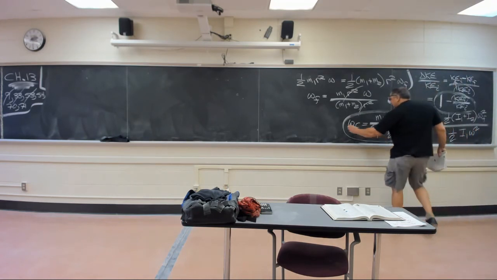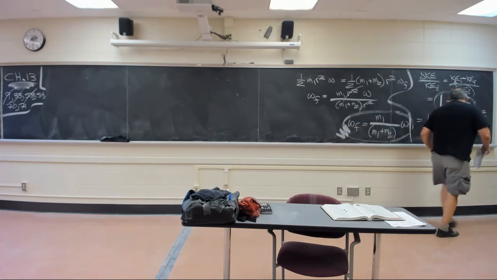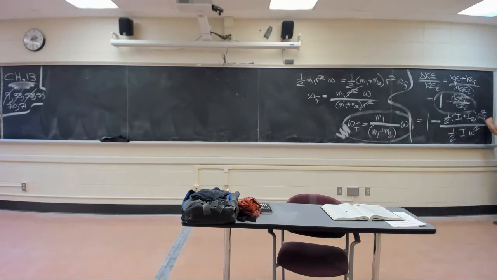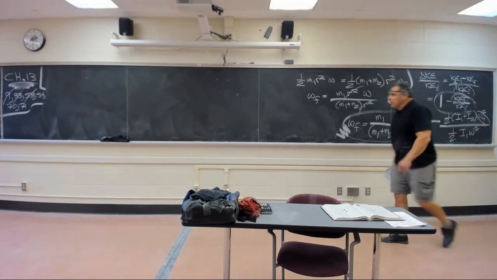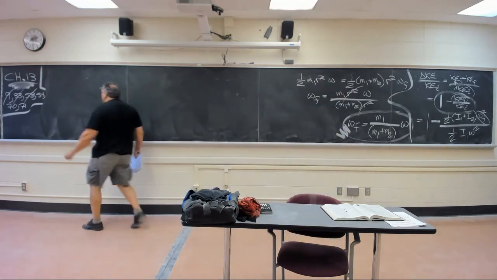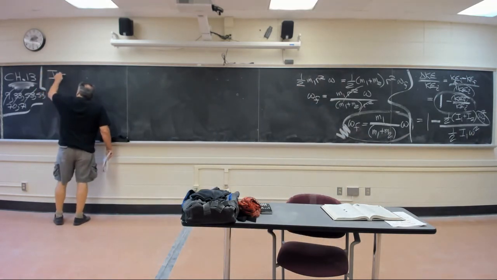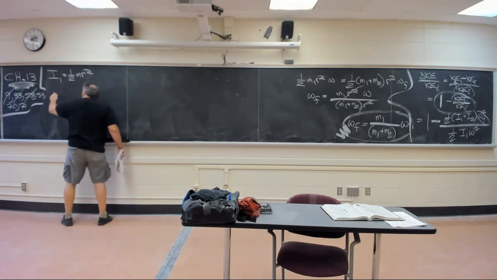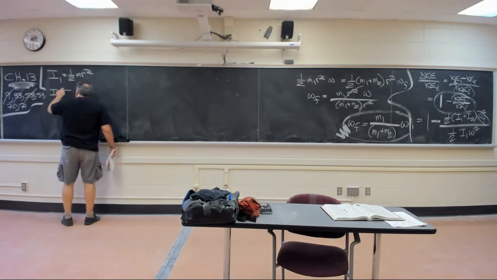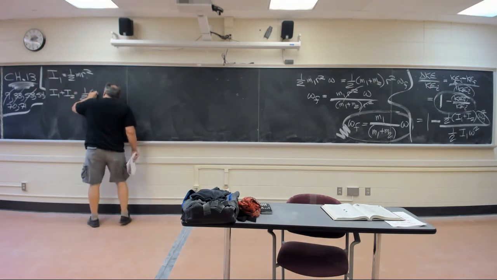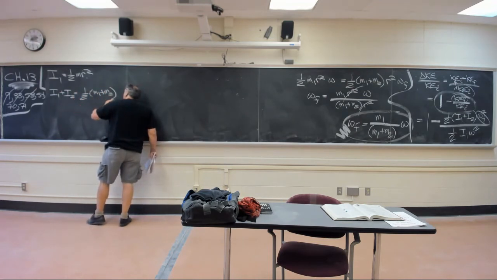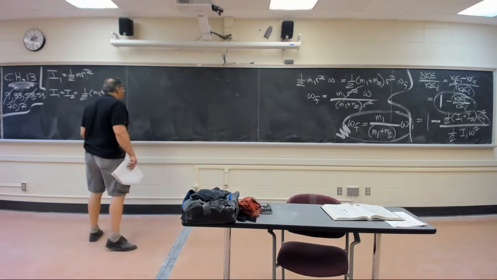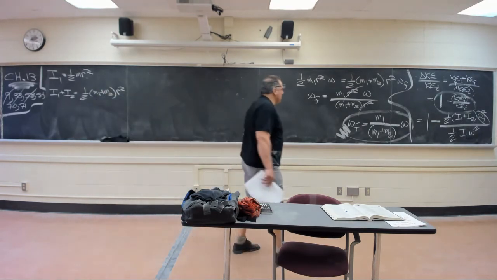Because I'm going to put omega sub F right here. Then I'm going to square it. Is it true that I1 is 1/2 m r squared? Is it true that I1 plus I2 is 1/2 m1 plus m2 r squared? Yeah, that's true.